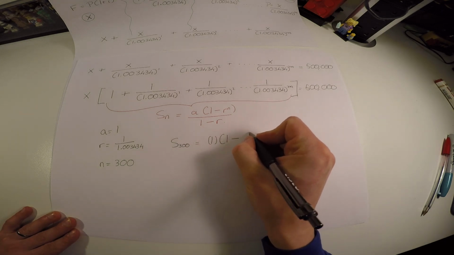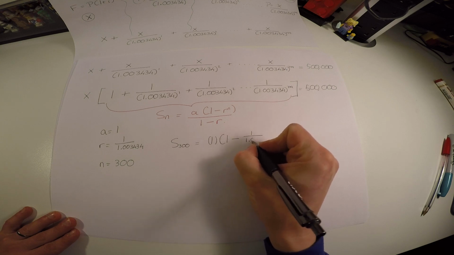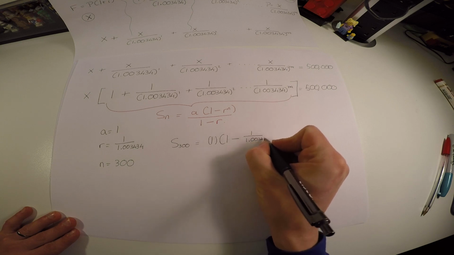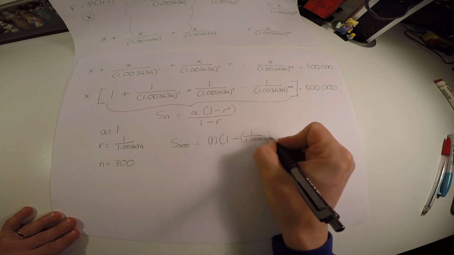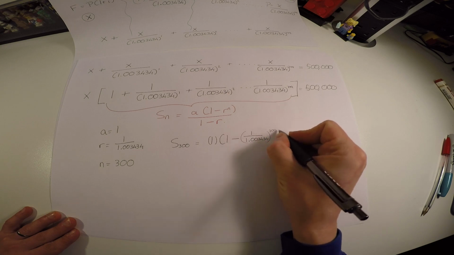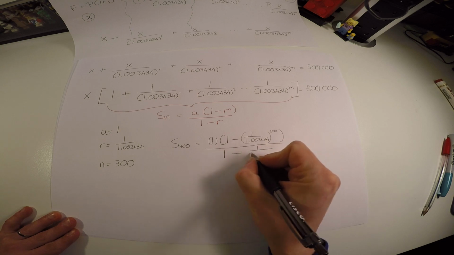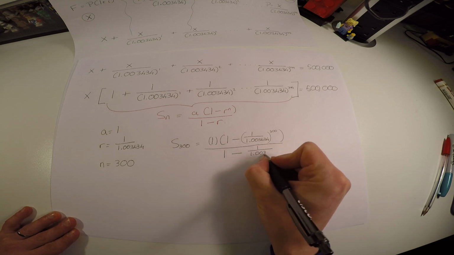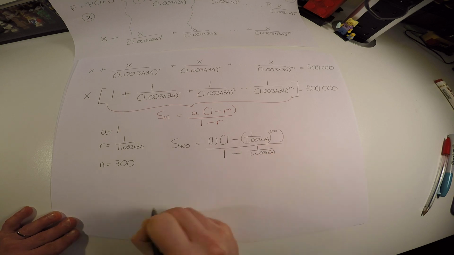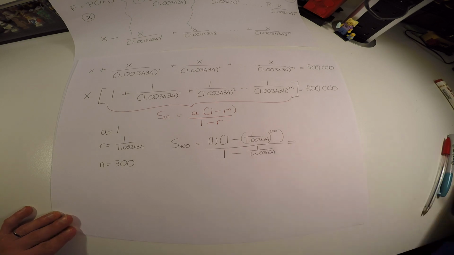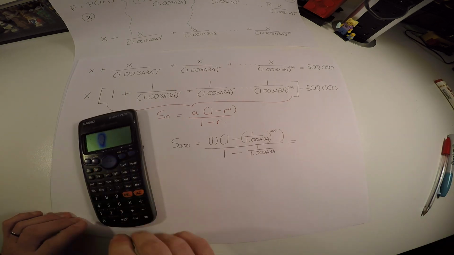1 minus the ratio, which is 1 over 1.003434 to the 300, all over 1 minus 1 over 1.003434. So when I put that stuff into my calculator, what do I get?